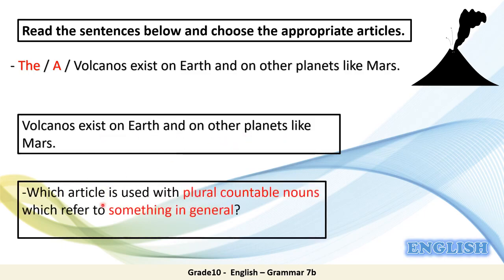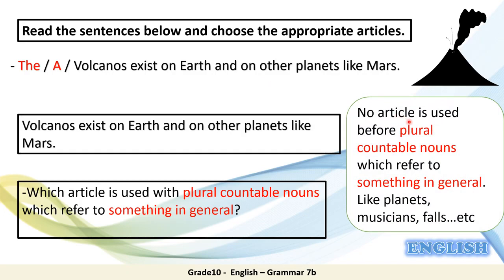So, which article is used with plural countable nouns which refer to something in general? Notice here the word volcanoes. It's a countable noun, and it's also a plural noun. So, here we use the zero article. We use it before plural countable nouns which refer to something in general, like planets, musicians, falls.